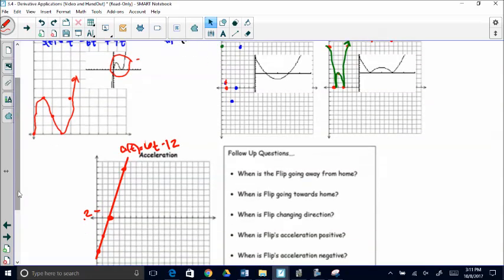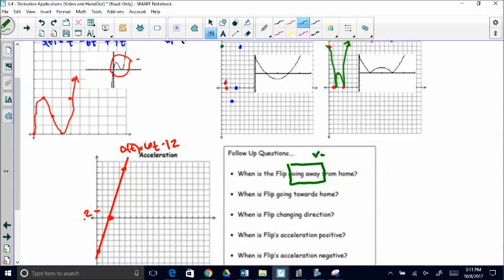It says, when is Flip going away from home? So think about that. That's kind of a velocity question because velocity tells us direction. Because it's saying direction, we think velocity there. Now think about it, going away from home. That means moving in a positive direction.